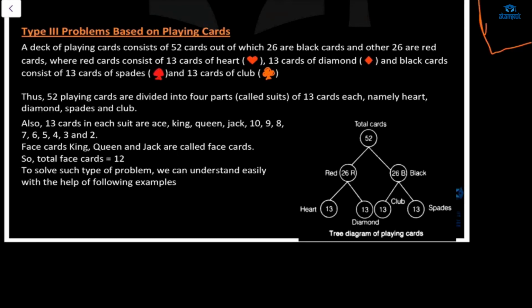Now, what are the names of the suits? 13 cards of hearts are there, 13 cards of diamonds are there, and the black cards consist of 13 cards of spades. Now you can see a chart here. Refer to this chart. The total of 52 cards is there. Among those 52 cards, 26 red cards and 26 black cards are there. In red you have heart and diamond, and in black you have club and spade. The shapes are mentioned here.